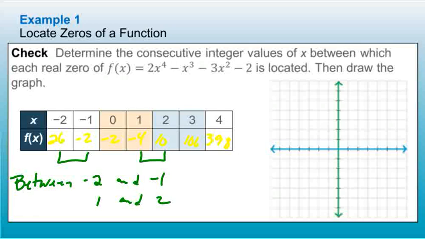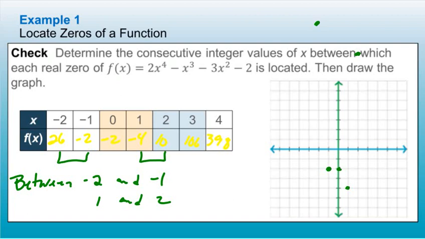For these, we'll just count by ones again. So -2, 26 would be way up here. Then we have -1, -2. This would be down here, 0, -2. And we have 1 and -4. We have 2, 10. That'd be roughly here. And if we did 3, 106, that'd be way up here off the screen.